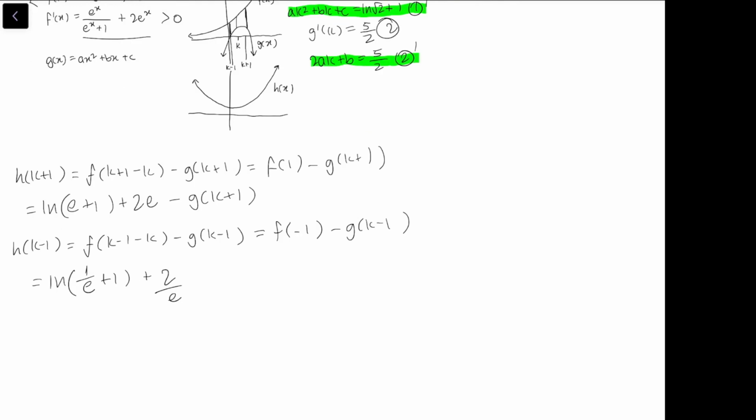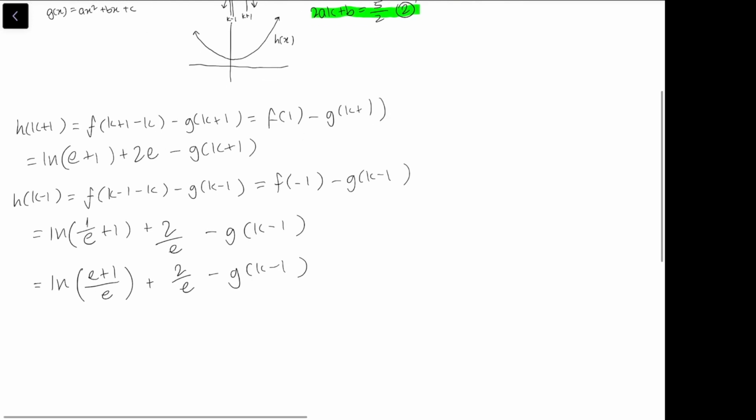And let's write this ln in a nicer simplified form by multiplying everything by e over e. And so we will just get e plus 1 over e, plus 2 over e. And of course, we can't forget the g of k minus 1 at the end.